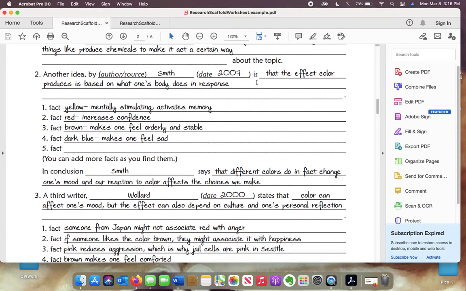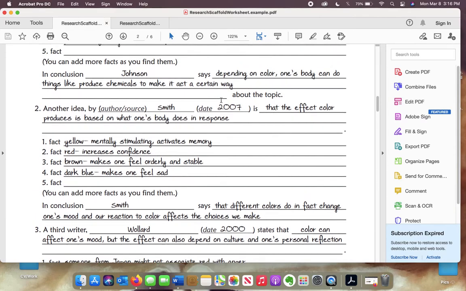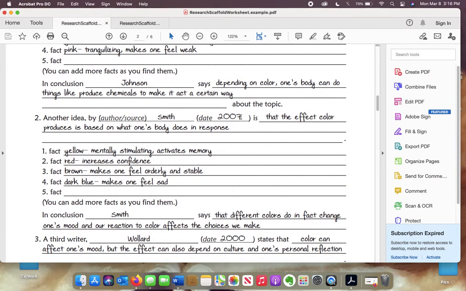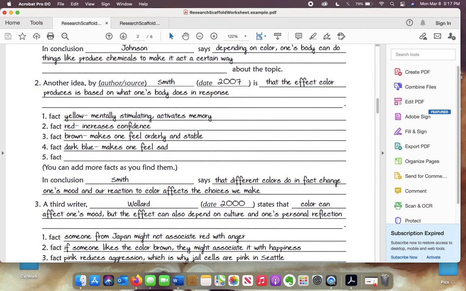This particular person says that the effect color produces is based on what one's body does in response. So the first one is focusing on producing chemicals and stimulating feelings, while this one is focused on the body. So you see how they're still talking about color, but they're focusing on different outcomes of color. And these are the things you should be noticing as you're reading through your particular sources.